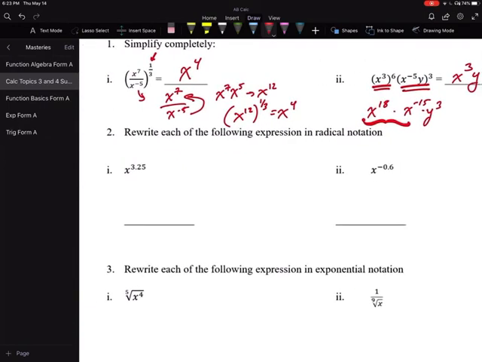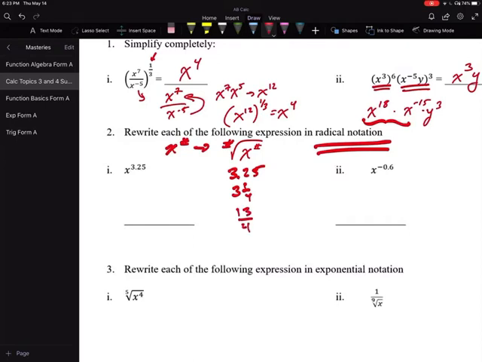All right, number 2. Next, rewrite each of the following expressions in radical notation. That means currently we have x to the power of a number. We want to rewrite that as the root of x to some exponent. So rather than having a decimal or fraction inside the exponent, we want to have it in radical notation. First thing, always a suggestion, is rewrite this as an improper fraction. Now, 3.25 is the same thing as 3 1/4, which is also equal to, 3 times 4 is 12, 13/4.